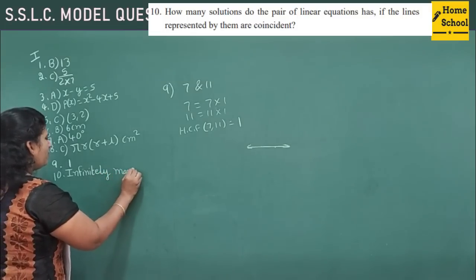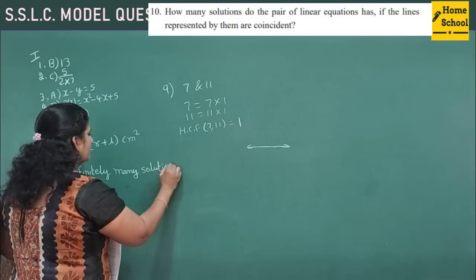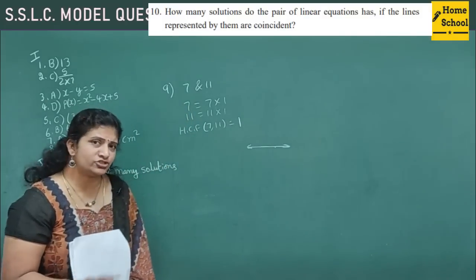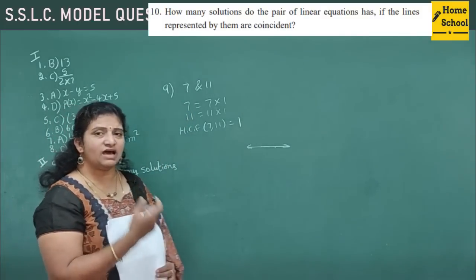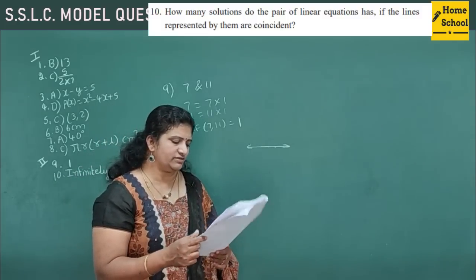Infinitely many solutions. So how many solutions do they have? When the lines are coincident, they will be having infinitely many solutions.